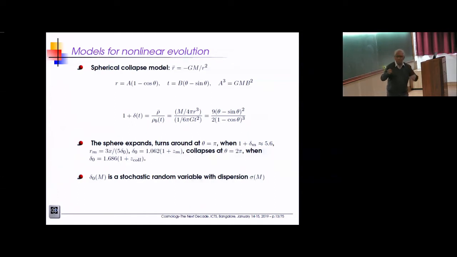Then it collapses. It stops expanding when r is maximum and theta is pi, when the density contrast, which you can work out from here, is this number 5.6. You can change all this if you introduce the cosmological constant a little bit, but not greatly. And then it collapses back at theta equal to 2 pi at r equal to 0. But of course, nothing goes to r equal to 0, so something else will happen.